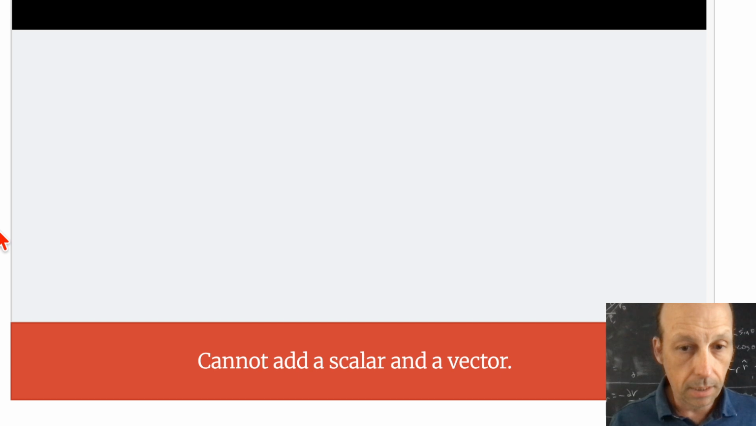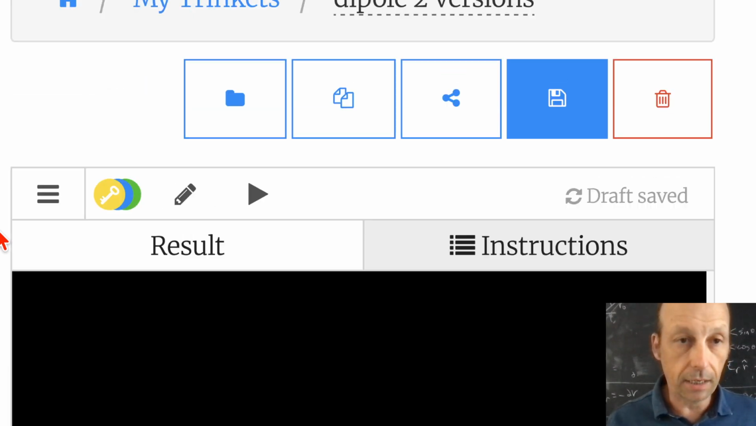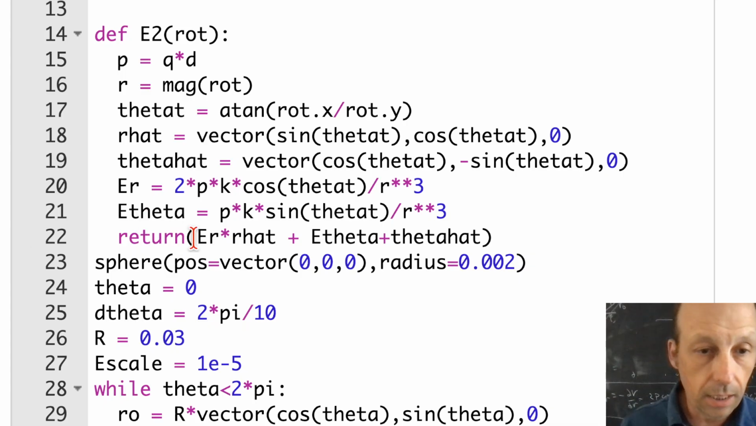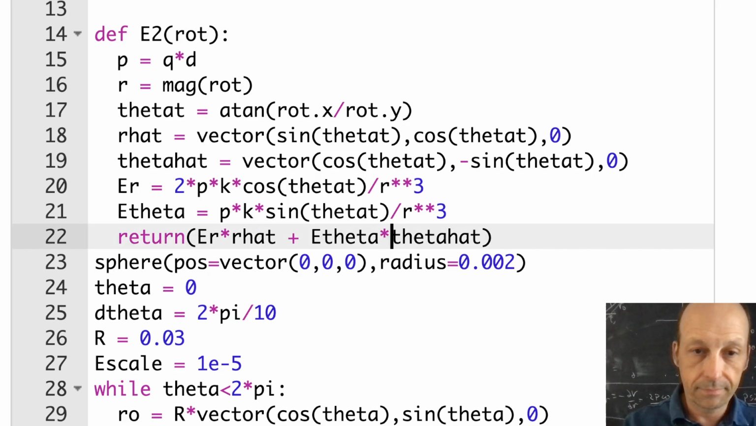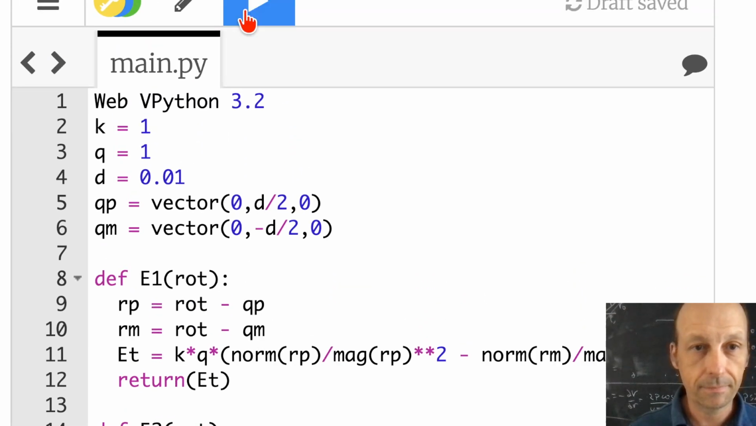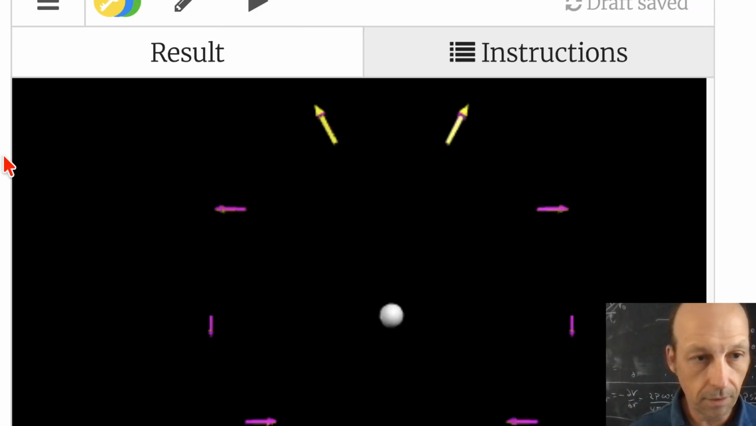Something happened. Cannot add a vector and a scalar. Okay, what did I do wrong? Cannot add E_r, E theta. Oh, that was a simple mistake. Okay, so there you go.